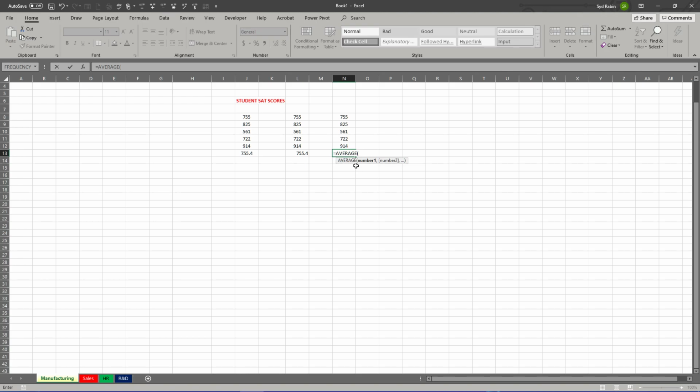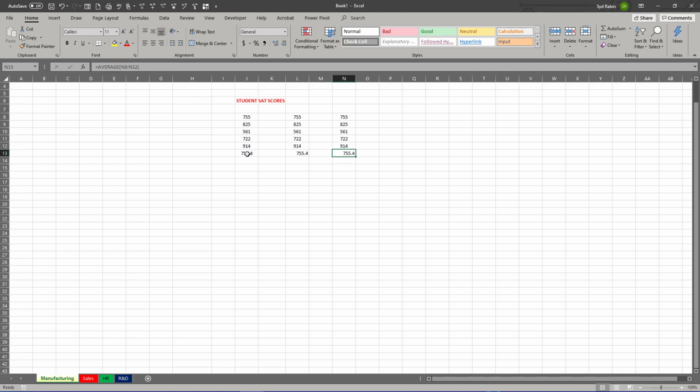So it wants the parameters or numbers that you're going to be averaging. So if you click in the first number, drag down to the last number, press the enter key, and there you go. Look how easy that is. Equal average of N8 through N12, and this is a range of numbers that we showed you before.